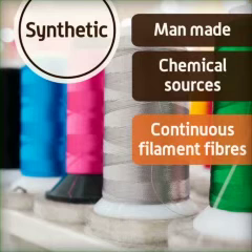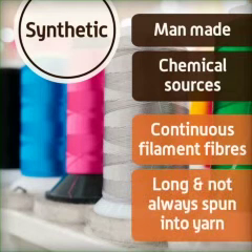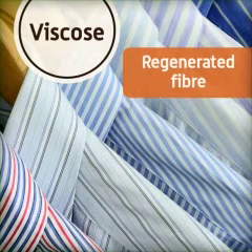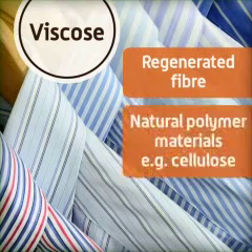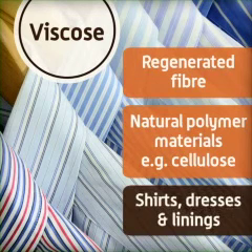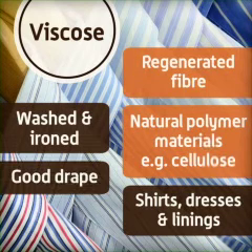Synthetic fibres are man-made and usually come from chemical sources. They are continuous filament fibres, which means the fibres are long and do not always have to be spun into yarn. The most common synthetic fibres you will have used in class are polyester, viscose, and elastomers. An elastomeric material has stretch. Viscose is what we call a regenerated fibre, made from natural polymer materials like cellulose.